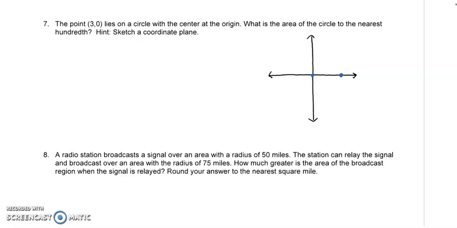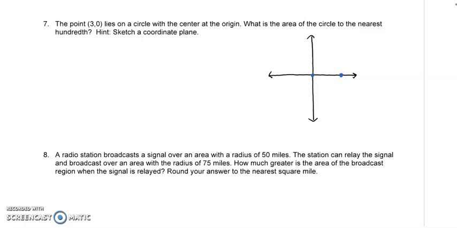This video is a continuation of our 6.3c lesson, Applications of the Area of a Circle. So we're picking up on number 7, and it says the point (3, 0) lies on a circle with the center at the origin. Remember that origin means right at (0, 0) in the middle. What's the area of the circle to the nearest hundredth? And then it tells us as a hint to sketch a coordinate plane.